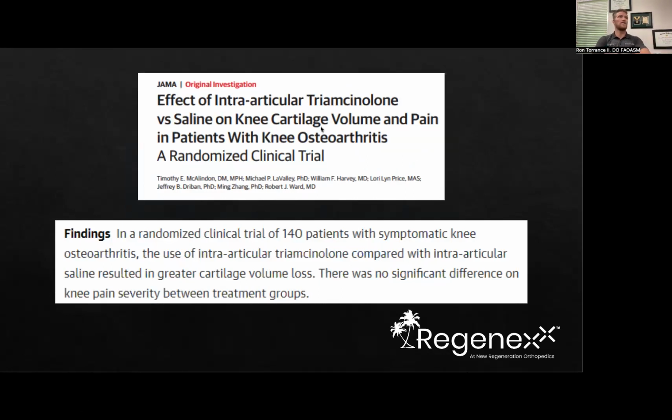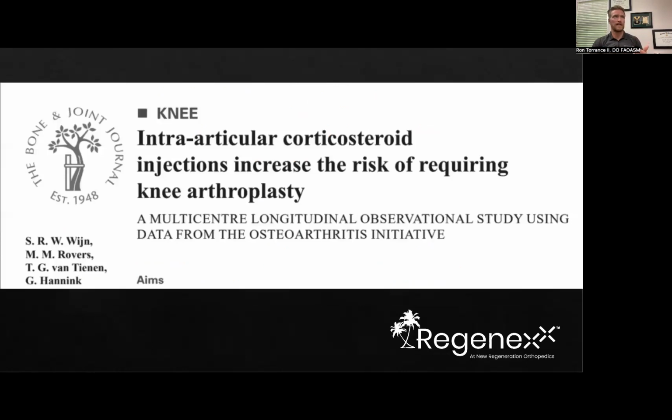This is a randomized controlled trial of triamcinolone, also called Kenalog, and what it actually did for knee pain. The use of intra-articular triamcinolone compared to intra-articular saline resulted in greater cartilage loss. So steroids cause a decrease in cartilage, which can really speed up breakdown and push people towards a knee replacement. And it's not just one study. Another multi-center longitudinal study looked at steroid injections and why they lead towards knee replacement.